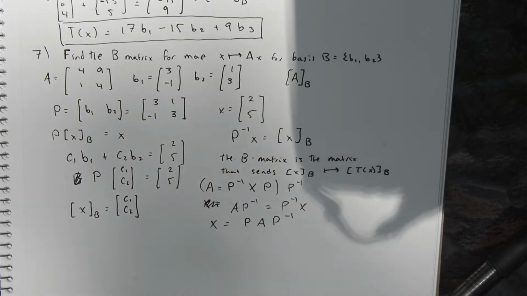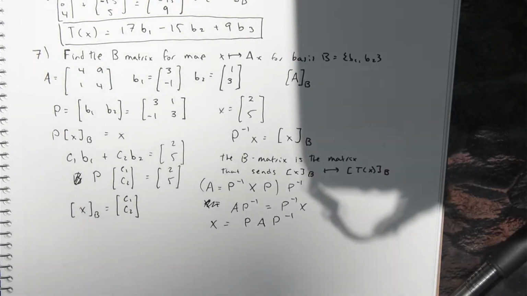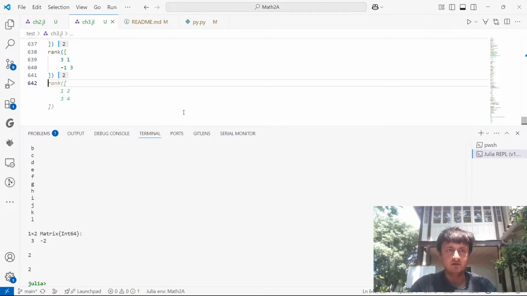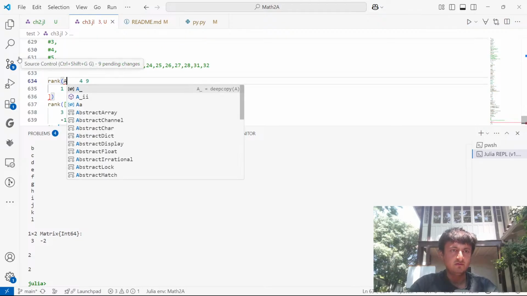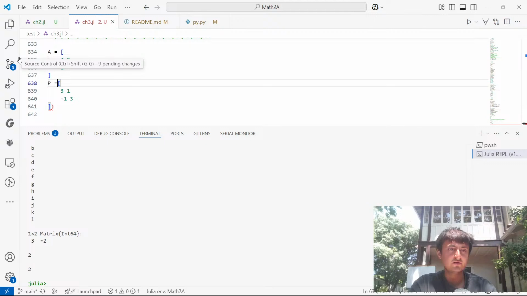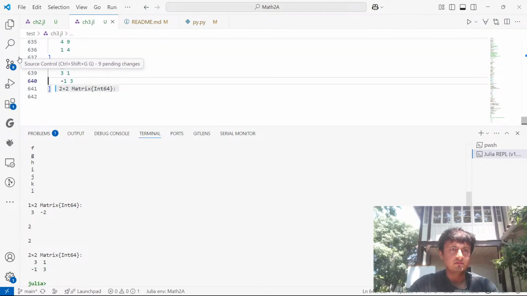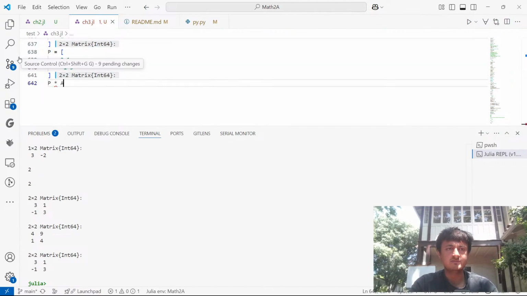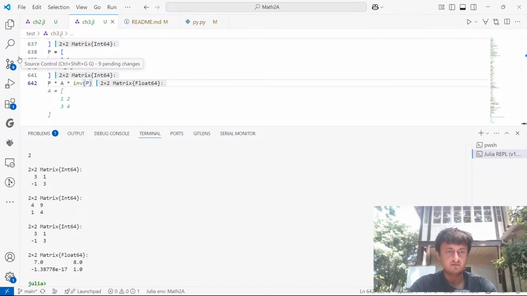So if A is equal to this, and B, what are we going to call this? We're going to say P is equal to this. Then we can do P times A times inverse P, which is equal to 7, 8, 0, 1.